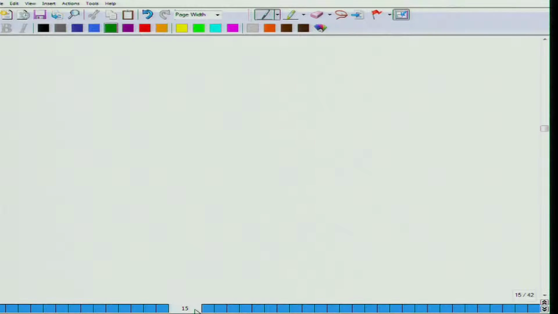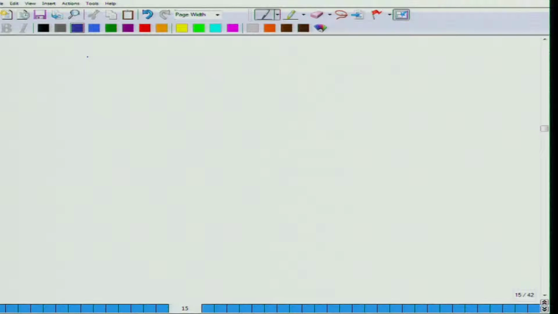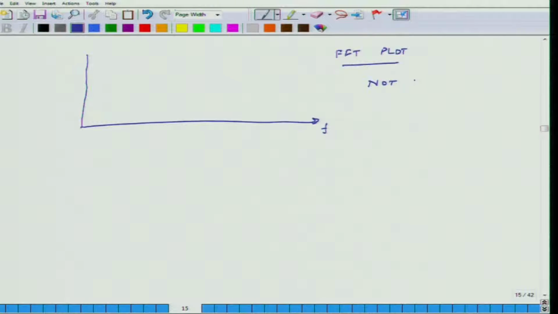Okay. Now, if I look at my FFT plot, so this is my time series plot. If I do its FFT, I will get some frequency spectrum. So this is my FFT plot. This is not octave band analysis. This is not that, okay. So in my FFT plot, what will I have? It will have some pressures, but they will be a function of frequency.